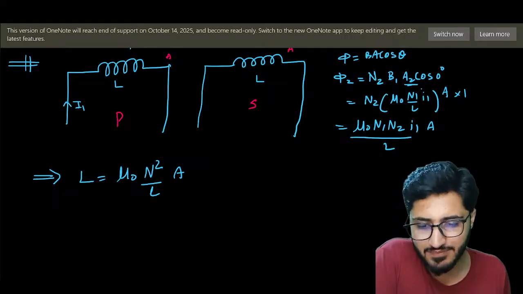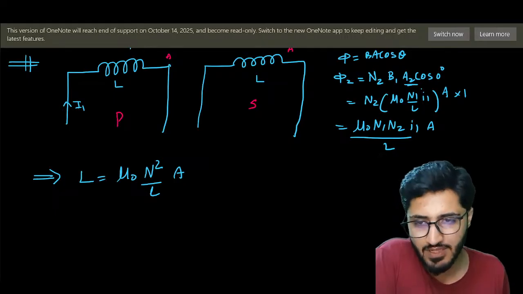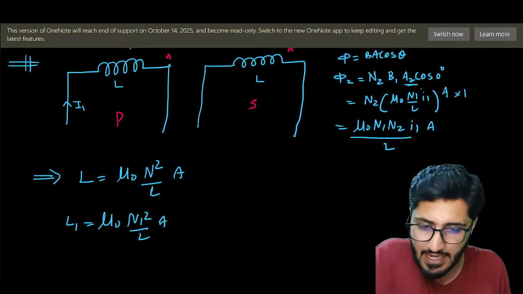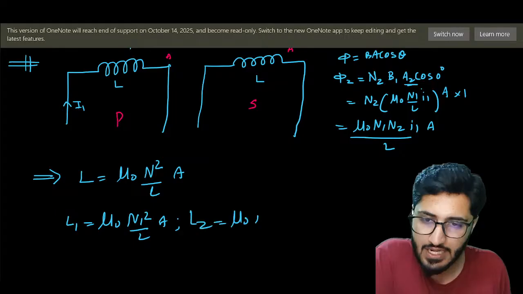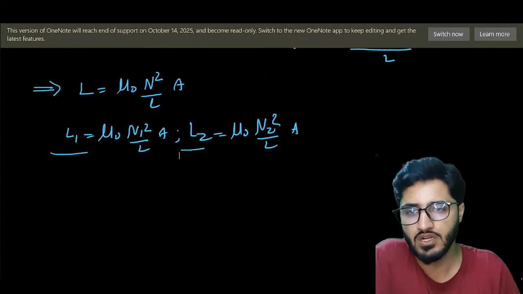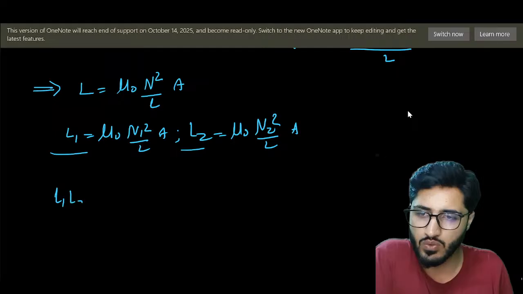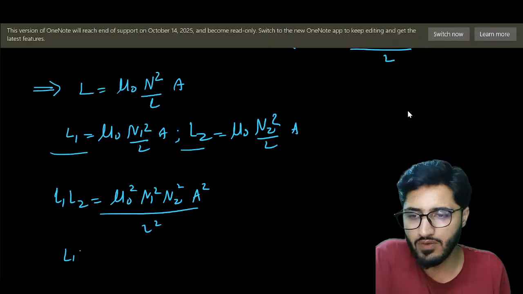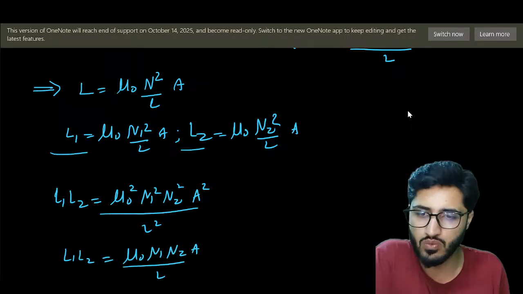We can write like this now. So what is L1 now? L1 is mu naught N1 squared A by L, and L2 is mu naught N2 squared A by L. Now multiply L1 and L2. It came out to be mu naught squared N1 squared N2 squared A squared divided by L squared. Can I write now? L1 L2 came out to be mu naught N1 N2 A divided by L whole squared.